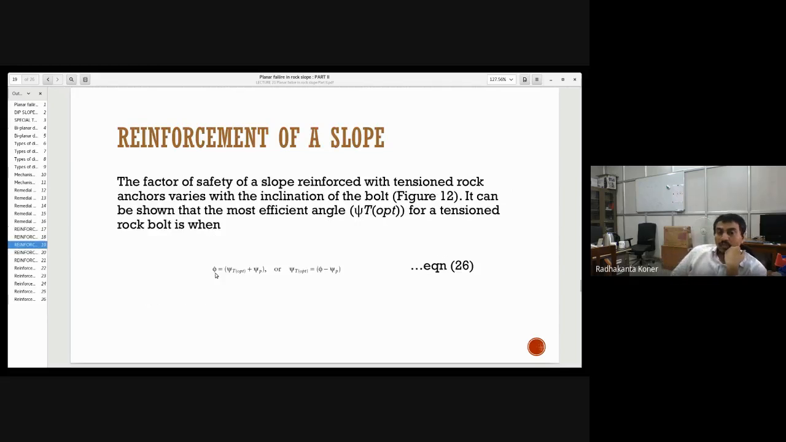Based on that concept, it is observed that the optimal performance of the bolt will be achieved only if the installation angle is like this: psi t optimal is equal to phi minus psi p. So if the friction angle of the material is 27 degrees and the psi p angle is 12 degrees, then 27 minus 12 is 15 degrees, the effective installation angle of the bolt. Based on that, we will follow the installation of the bolting pattern in the rock slope.